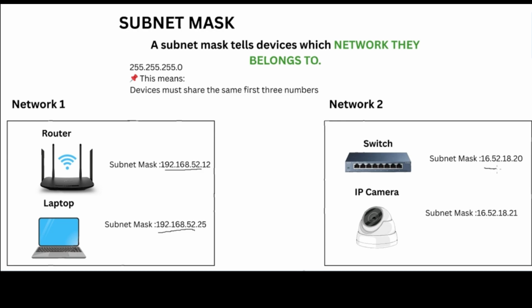Same is like that here in the switch part, 16.52.18 and 16.52.18. The first three numbers are the same, but the last number is different. It is always like this, there is a difference. So it means they are network 1 and network 2. They share the same network. That is subnet. Moving on to the next, the gateway.